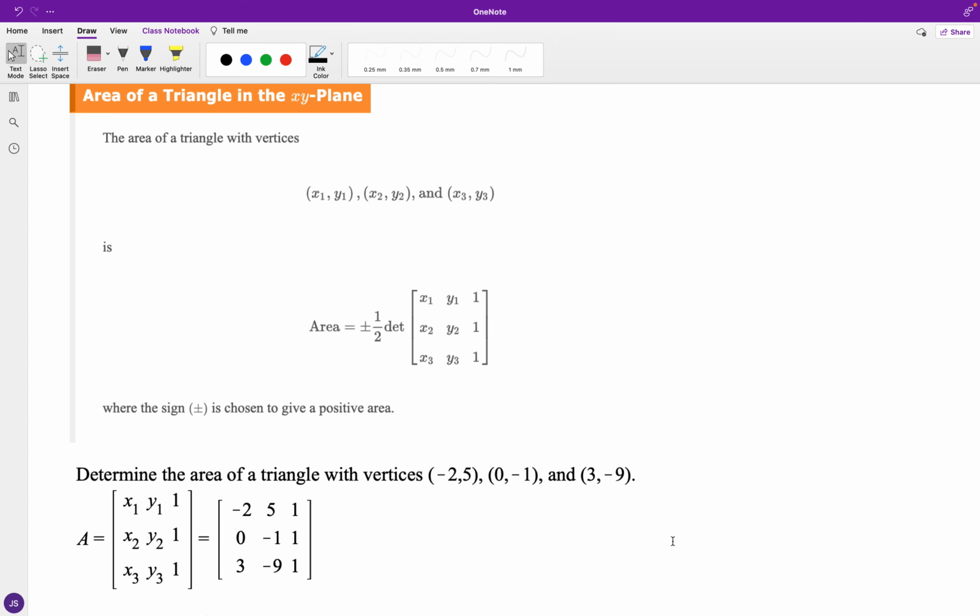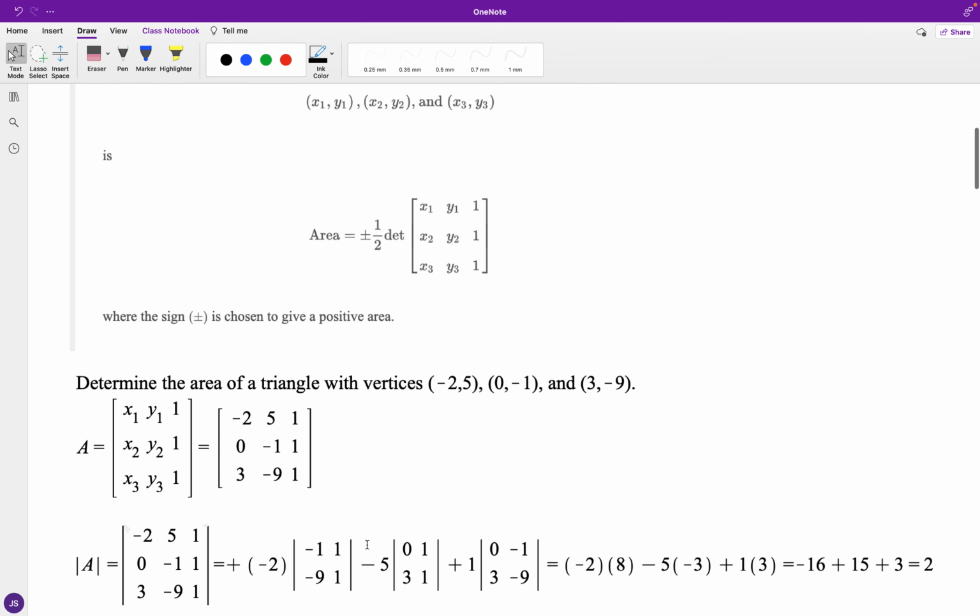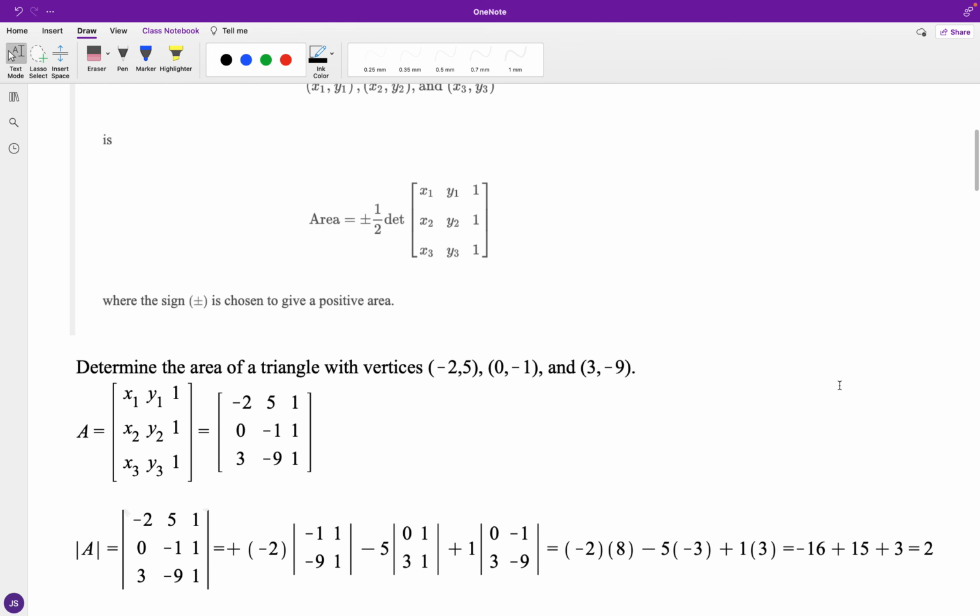So for the matrix A, you have x1, y1, 1, which is -2, 5, and 1. x2, y2, 1 will be 0, -1, and 1. And for the last vertex coordinates followed by 1, we have 3, -9, and 1. Looking at the value of the determinant of A, again, you're looking at alternating sign values among the cofactors and minors.